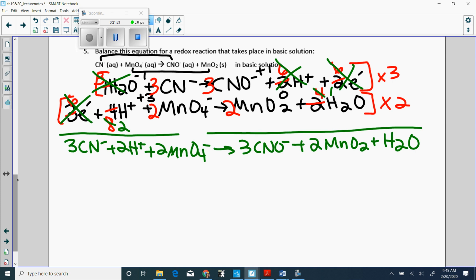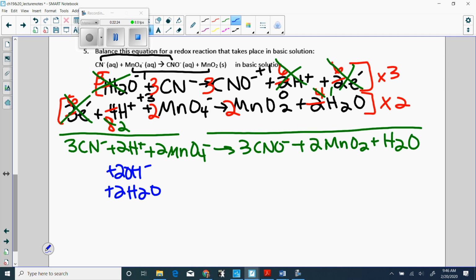Are we good? Okay. Next step is in a base. If it's a base means it has hydroxides. What do hydrogens and hydroxides make? Water babies. If there's hydroxides in the bucket, which there is because it's a base, these 2 hydrogens are going to find 2 hydroxides and make 2 waters.